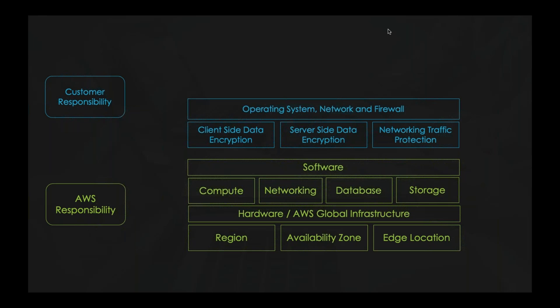Then it's again your responsibility to choose what operating system you want to go with, Ubuntu, Linux, Windows, whatever you want, it's up to you. Network and firewall. The firewall in AWS is called a security group. That is, denying and allowing a port is done by the security group. That is a firewall to your server. We'll see in detail. Maintaining that part is again your responsibility.